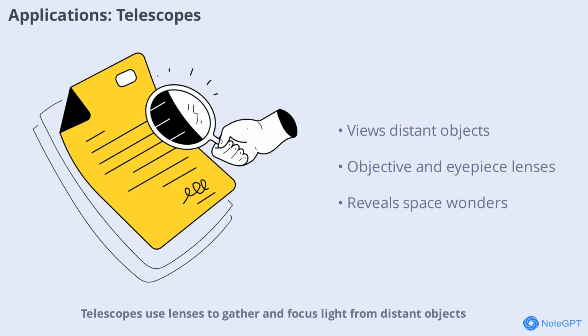Telescopes use lenses to gather and focus light from distant objects such as stars and planets. The objective lens collects light and forms an image which is then magnified by the eyepiece. This setup allows astronomers to study the universe in detail, revealing the wonders of space that are otherwise invisible to the naked eye.